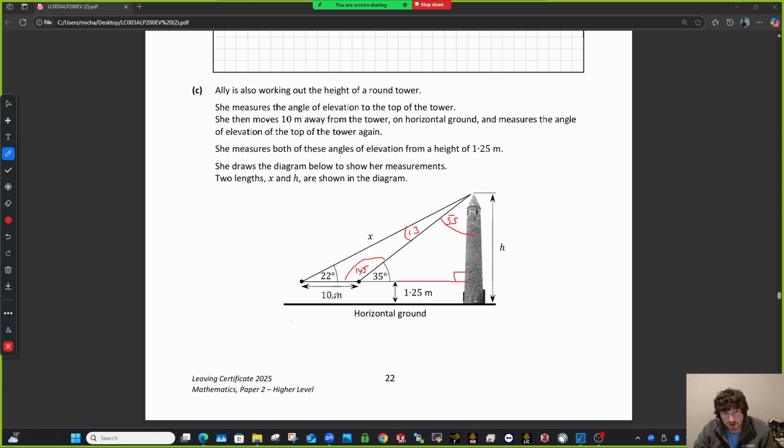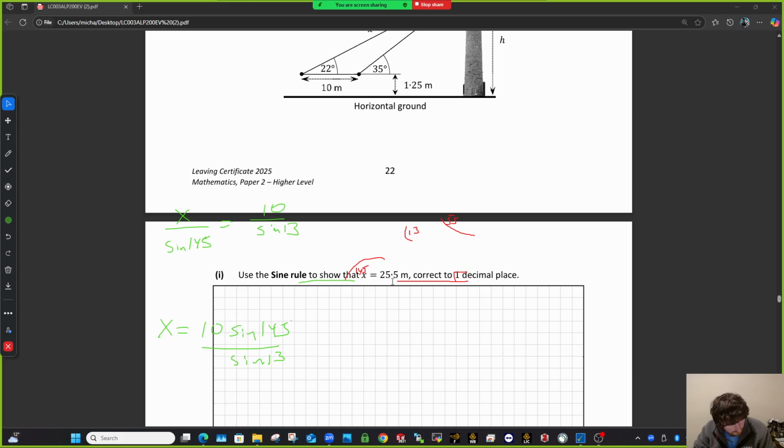Anyways, we can use the sine rule here. So we can say that this side here, the 10, is opposite the angle 13, and the x is opposite the 145. So we can say x over sine 145 is equal to 10 over sine 13. And again, you don't want to be typing that into your calculator. You want to move it around like it is, and then call it 10 sine 145 over sine 13. And you want to fire all that into your calculator. And you'll get it to be 25.5.